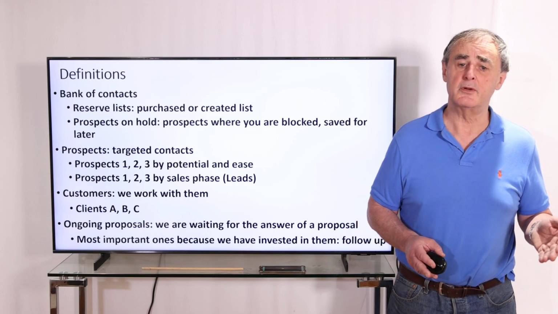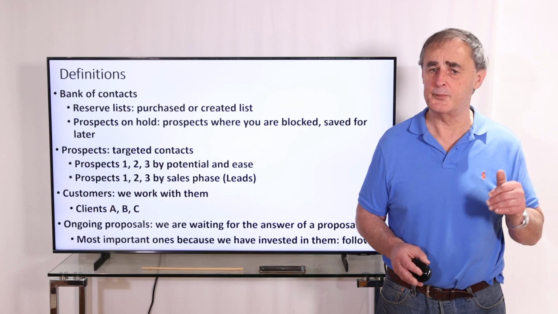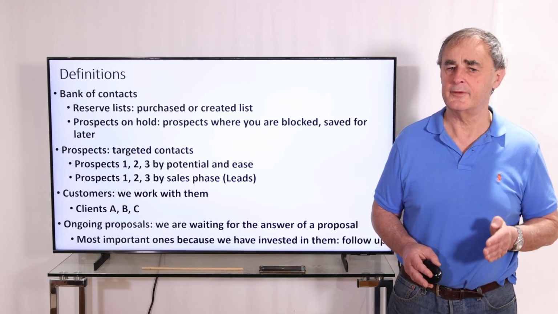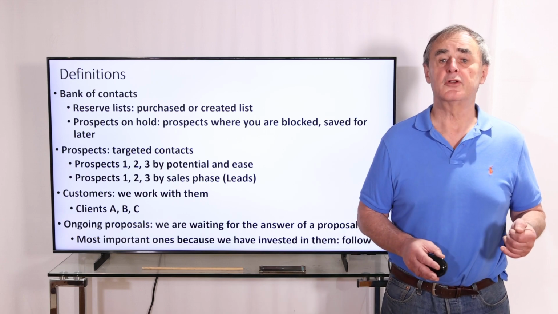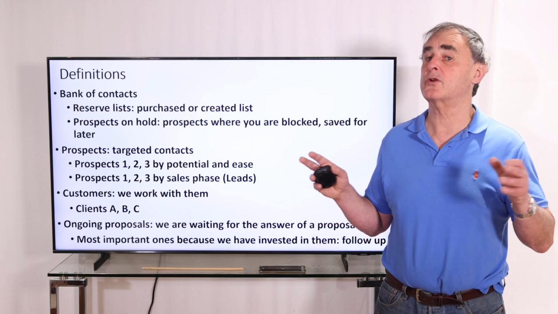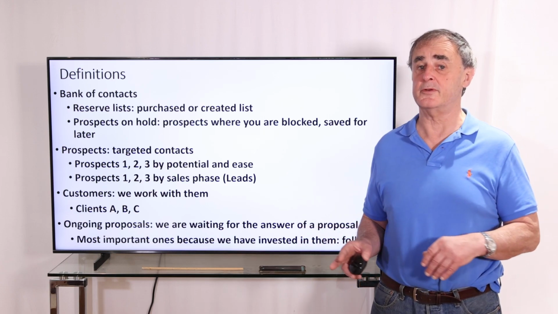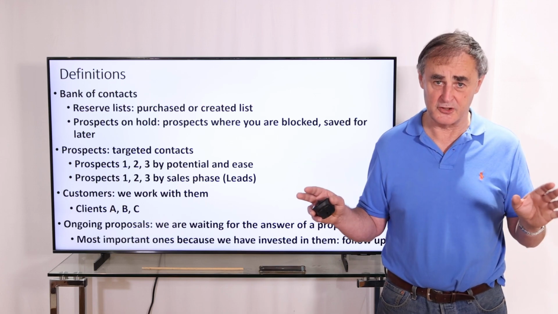For the customers, you are going to divide them into customers A, B, and C. A, important ones; B, less important, with some potential; and C, smaller. And the ongoing proposals, that means either the clients or customers to which you made some proposals. Okay, so these are the definitions of each of them.